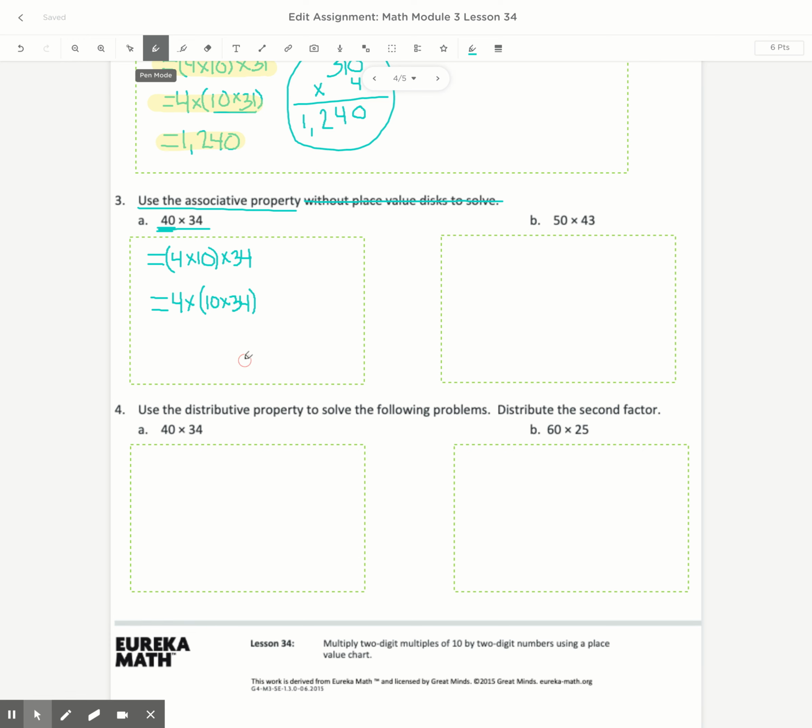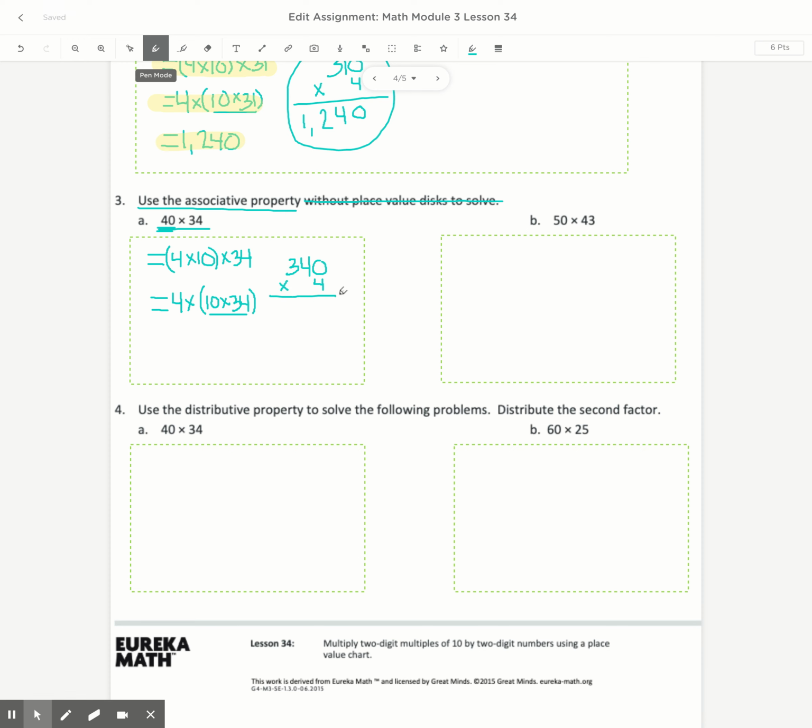So now I just have to solve my equation. So again, I'm going to start with the parentheses because that is part of the order of operations. So I can ignore that 0 for just a second and do 34 times 1, and I know that that equals 34. But I cannot forget about that 0 completely. I have to add it back in. Now that I did 10 times 34, I can now multiply that times 4.